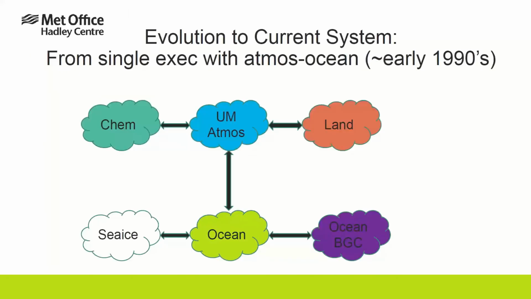So the evolution to our current system really began back in the early 1990s, where we just had what you see before you, which was a series of subcomponents, all combined within a single executable. There was a user interface for that, but it wasn't anything that you would claim was a graphical user interface. It was quite an old-fashioned thing. Hence the date, the 1990s. But it was a coupled model of sorts.